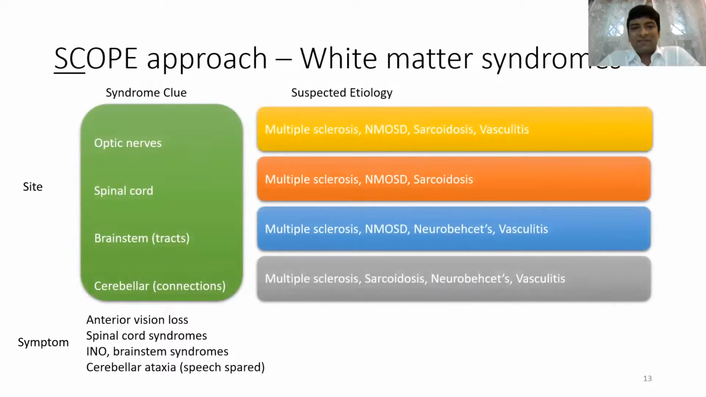So let's apply those principles that we discussed. A syndrome clue. So in an optic neuritis, the possible diagnosis would, of course, be multiple sclerosis or neuromyelitis optica spectrum disorders, sarcoidosis or vasculitis. So in multiple sclerosis, the symptoms are usually not as severe as NMO, for example, although that's not a hard and fixed rule.